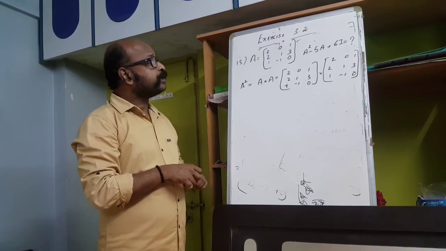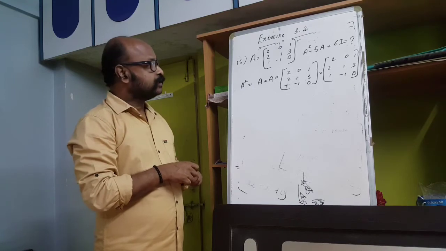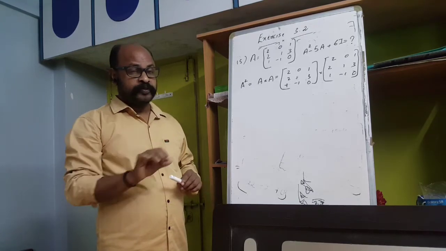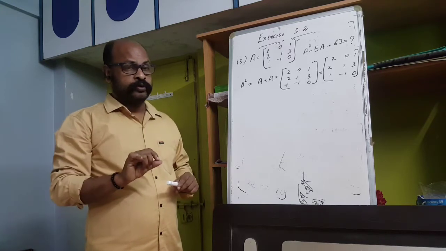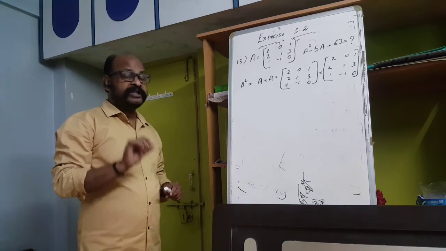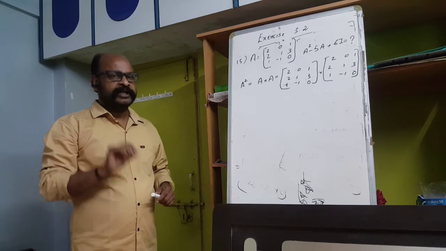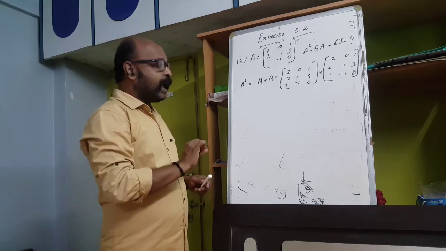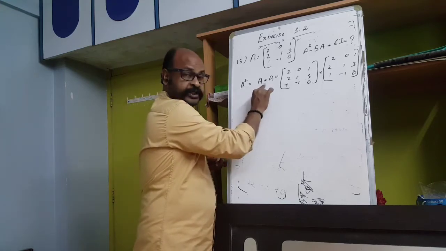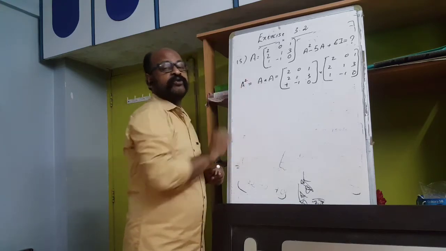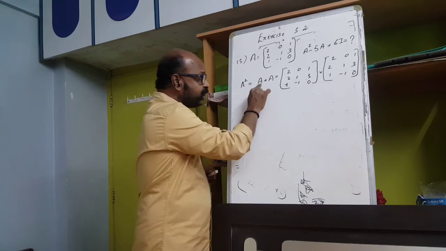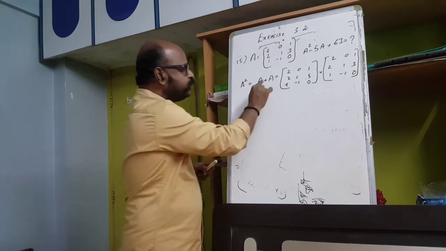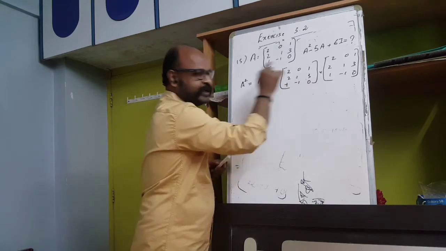So the main thing to understand here is, while obtaining A square, we don't have to do the squaring of all the elements of A. Actually, that is one of the possible mistakes. A square is to be obtained by applying the very definition of A square. What? Matrix A again multiplied by matrix A. So A into A, matrix A into matrix A.